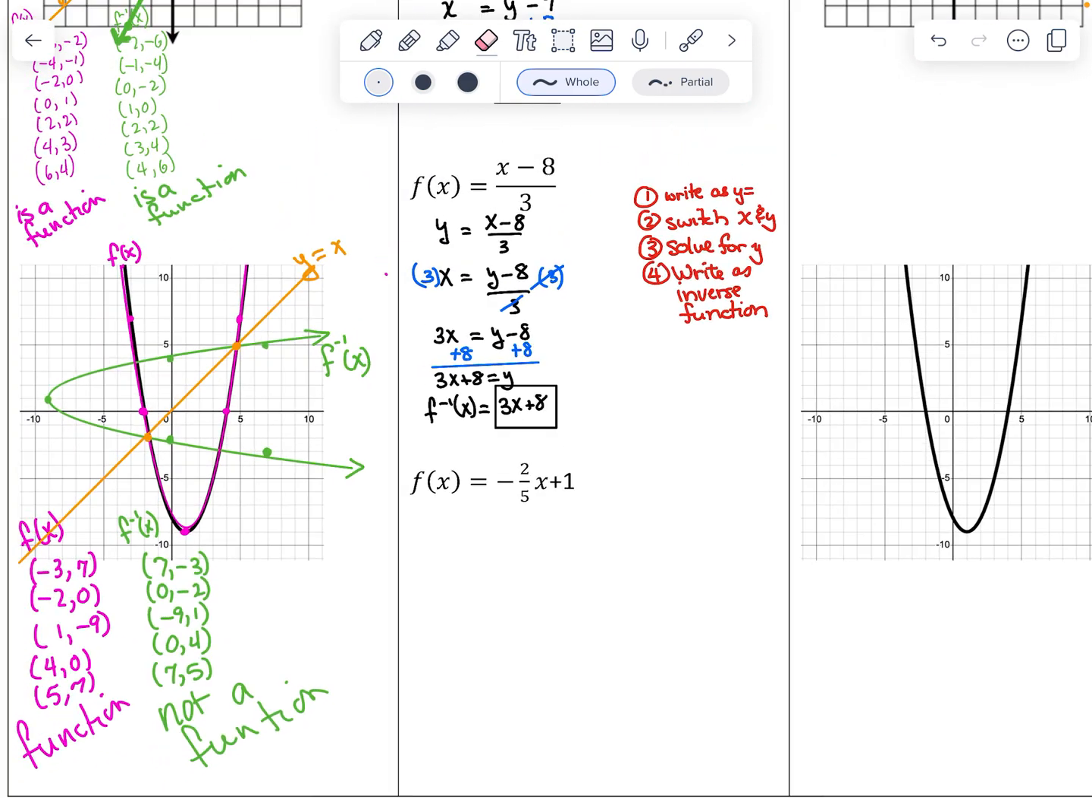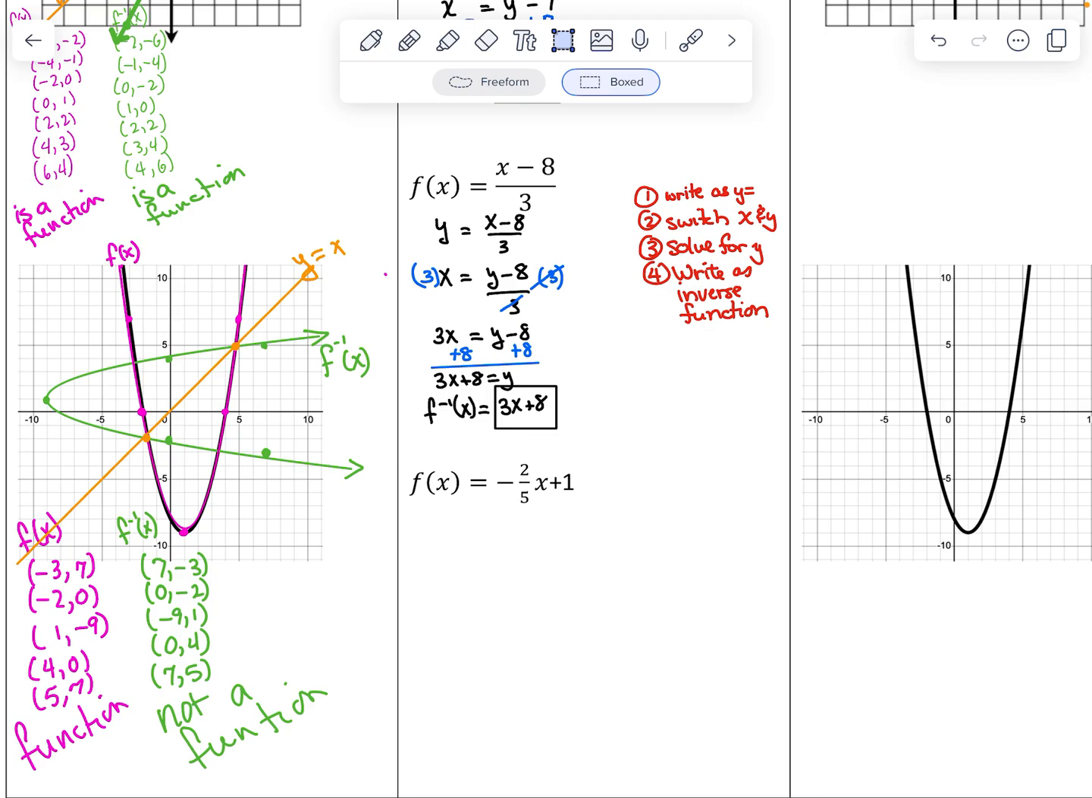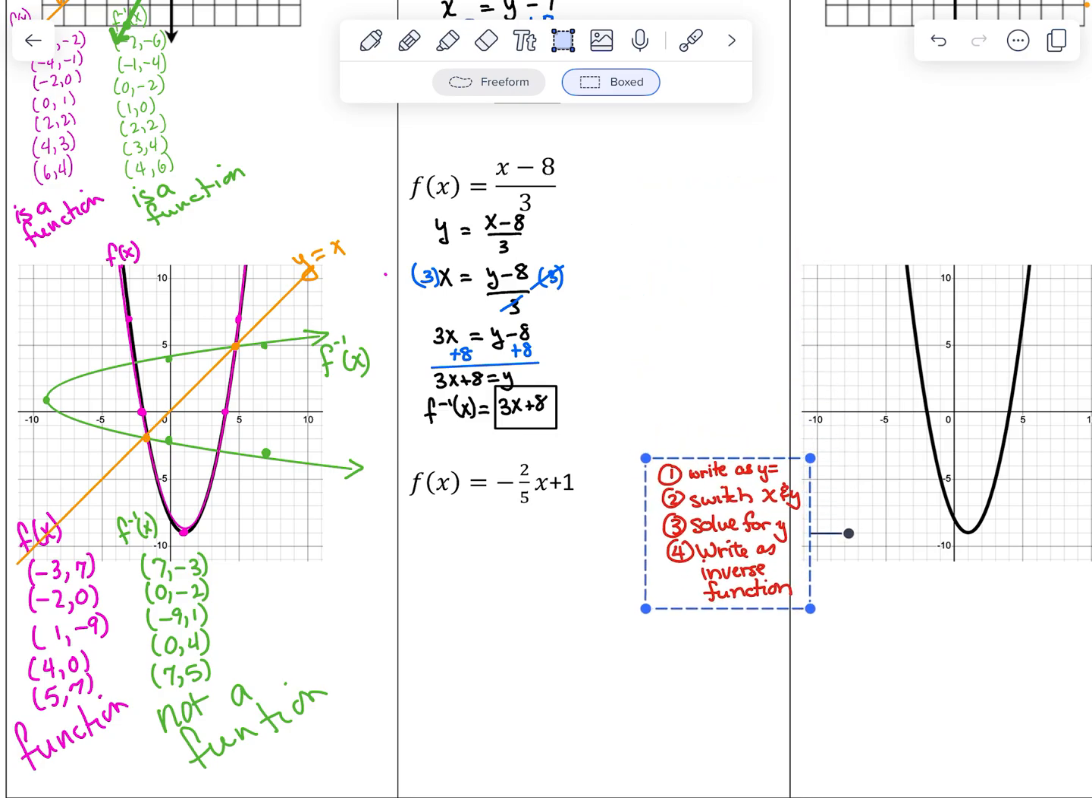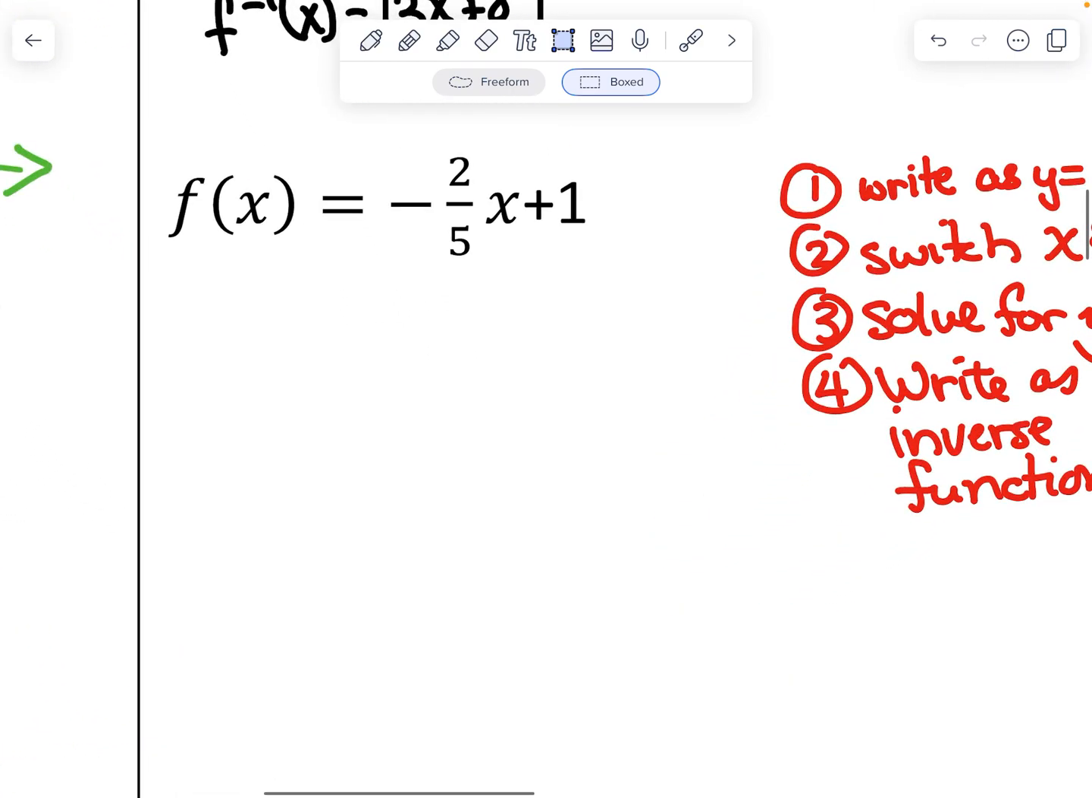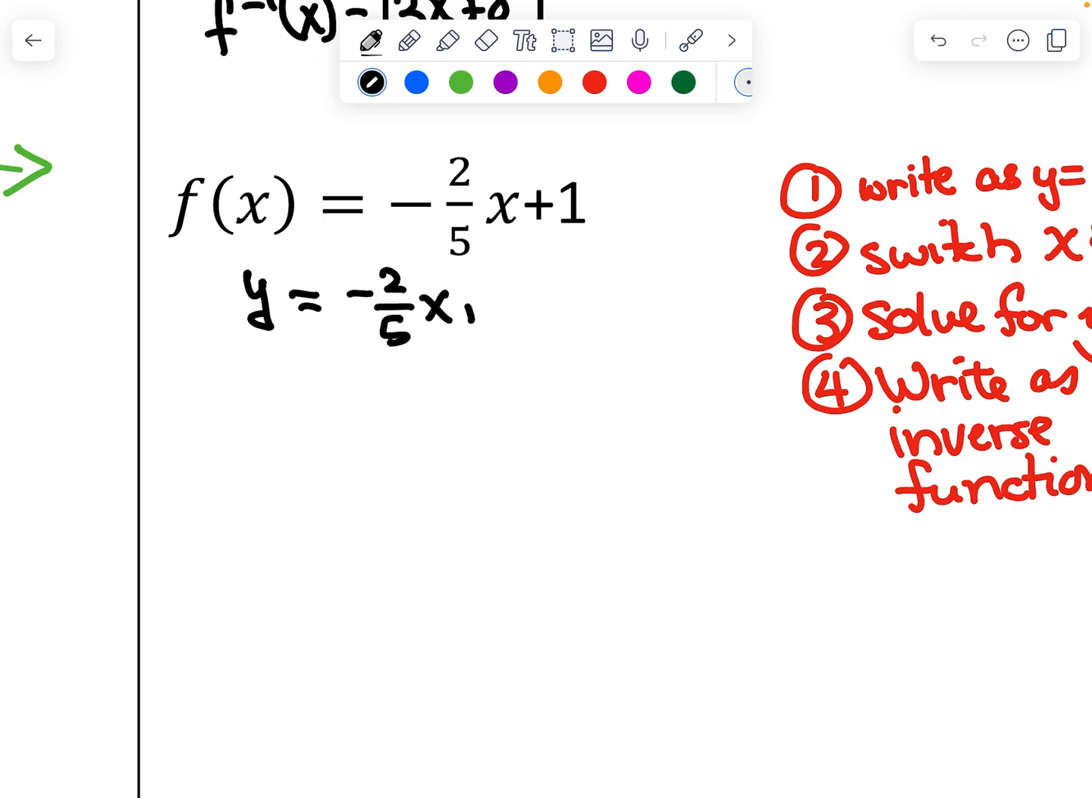So according to our steps, should we bring those down with this so we can see them? According to our steps, we are going to, first of all, write this as y equals negative 2/5 x plus 1. So that's that one, done. Now we're going to switch x and y. So that would be x equals negative 2/5 y plus 1, done.